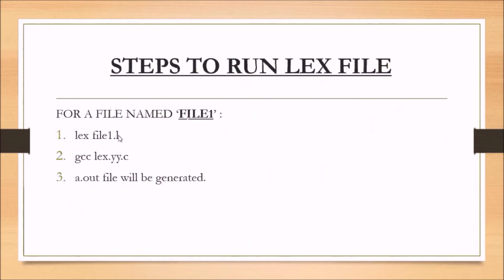Steps to run a lex file. For a file named file1.l, type lex file1.l. A file lex.yy.c will be generated. Then, to compile the C file, type gcc lex.yy.c and an executable file a.out will be generated.